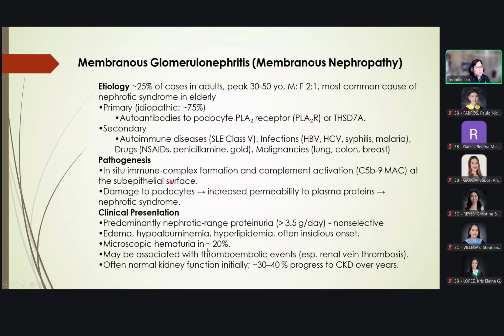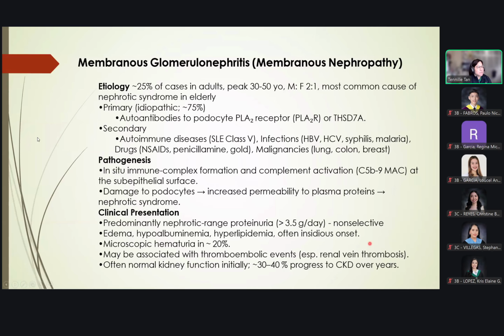However, it's most often seen in patients with membranous GN. So it's something that you have to counsel your patients about if they're diagnosed with membranous GN, about the risk of thromboembolic events. So often normal kidney function initially, however, 30 to 40% will progress to CKD over years.